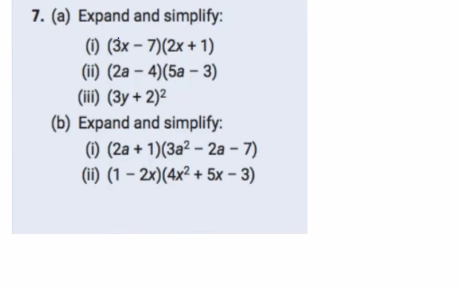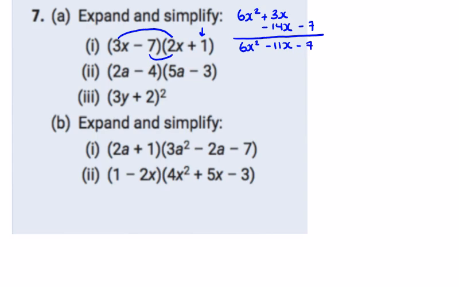Question 7 is just again removing brackets. 3x by 2x is 6x squared, 3x by 1 this time is plus 3x, minus 7 by 2x is minus 14x, and minus 7 by plus 1 is minus 7. Combining the two middle terms, we're going to get 6x squared minus 11x minus 7.